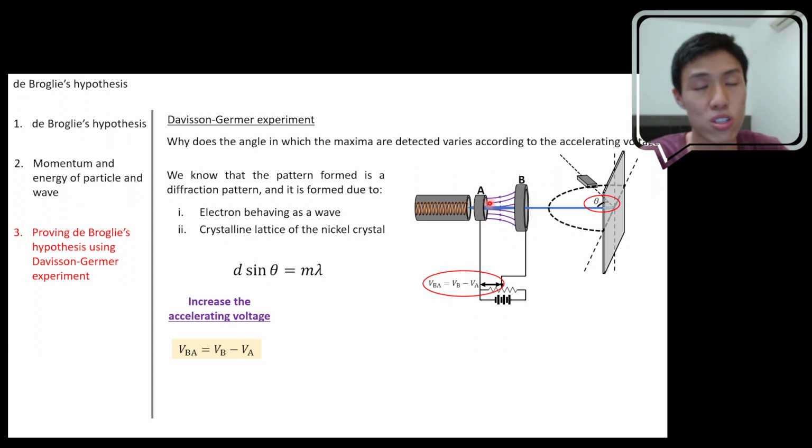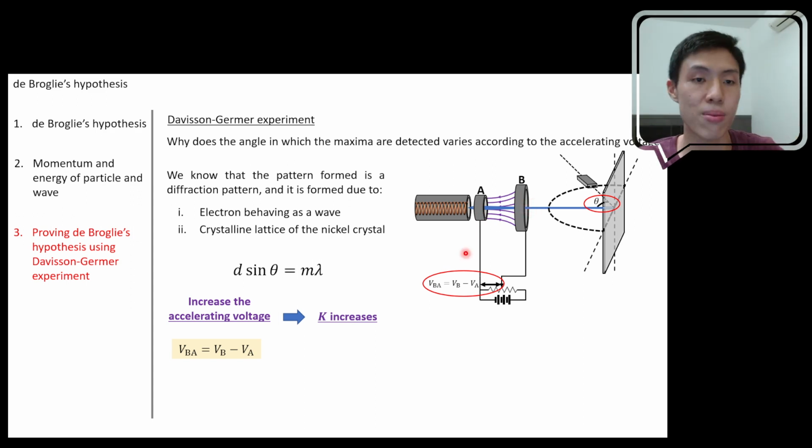So previously it was a small potential difference between A and B, but now it becomes a larger potential difference. Okay, so what's the effect of it? If we increase the accelerating voltage, it will cause the acceleration undergone by the electrons to be greater. You undergo greater acceleration, which results in a greater final kinetic energy of the electrons.